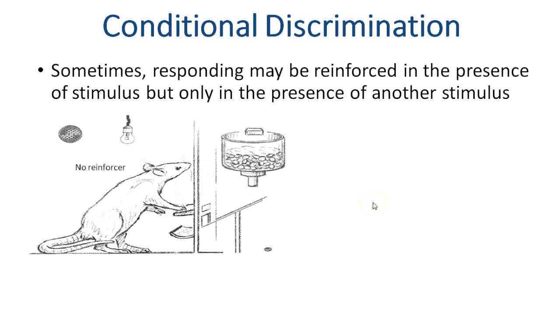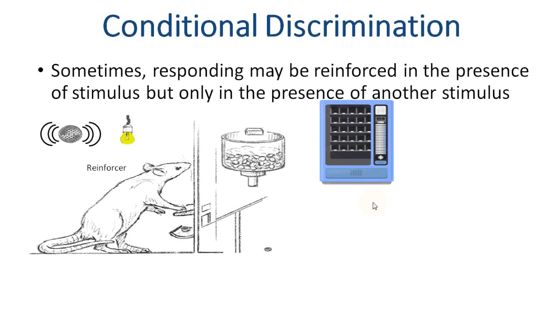So here we have the classic experimental subject, the white rat. If the rat presses the lever only in the presence of the light, it is not receiving a food pellet. However, if the rat presses the lever when both there's a tone and the light is on, then it would receive the food pellet. Another example of that would be a vending machine.